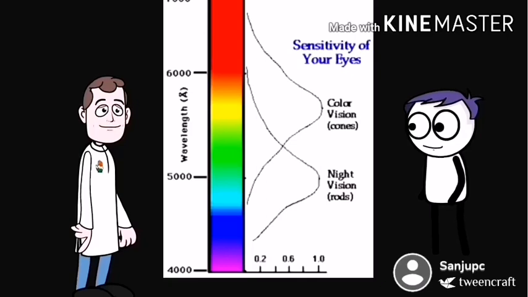Here we have 7 different colors in visible light, that is nothing but VIBGYOR. We have color vision as well as night vision. Color vision is due to cones and night vision is due to rods.